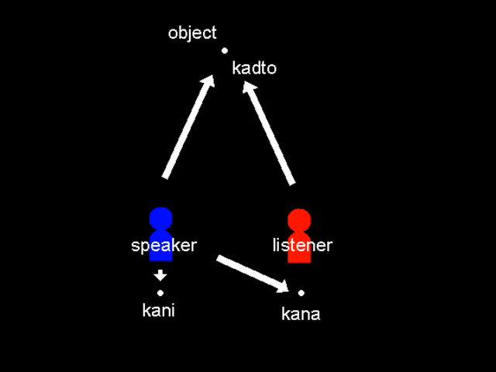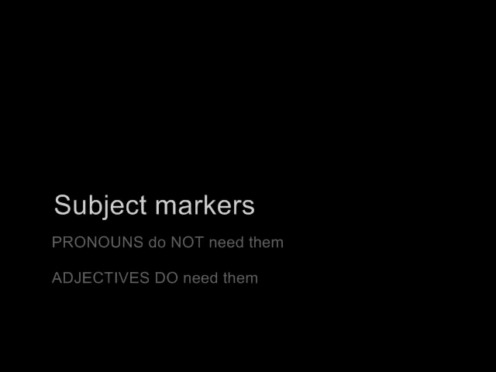Now, just like personal pronouns, demonstrative pronouns don't need to take subject markers or object markers because they are also inflected like personal pronouns. So here's two examples. Mainit kani. Notice you did not need a subject marker. Nagkita ka ni ani. Notice you didn't need an object marker.